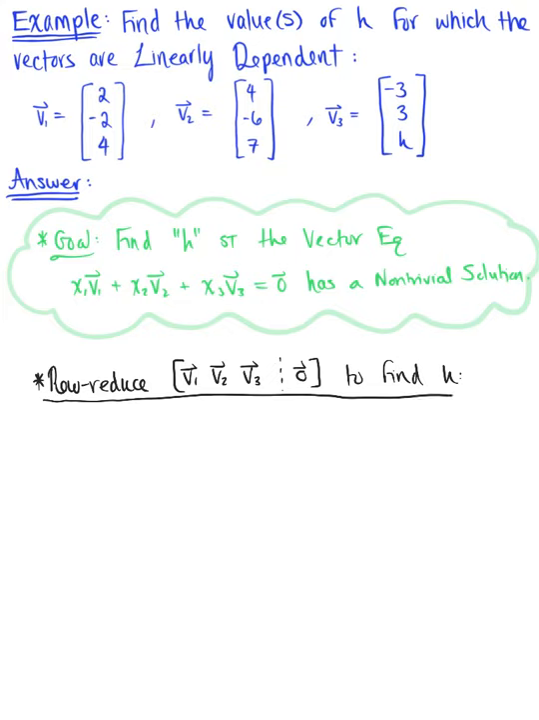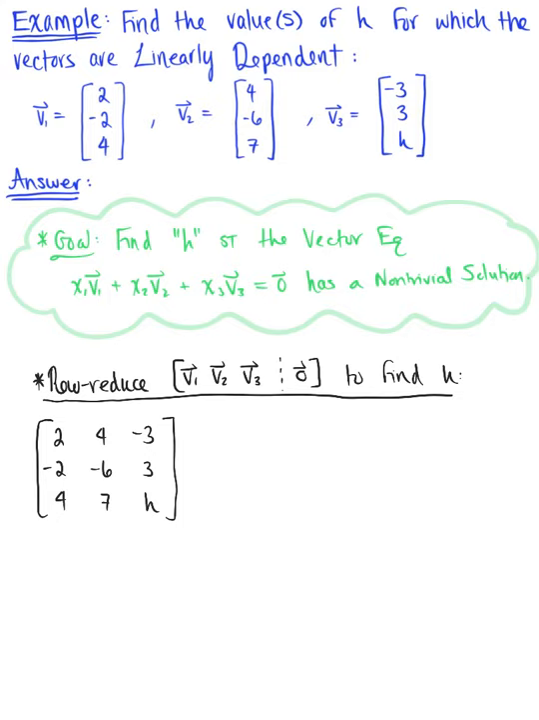So here we go. We have our first column vector, 2, negative 2, 4. Our second column vector is 4, negative 6, 7. And last but not least, our third column vector is negative 3, 3, h. And since we're augmenting this with the 0 vector, you can include that 0 vector, but we don't have to.